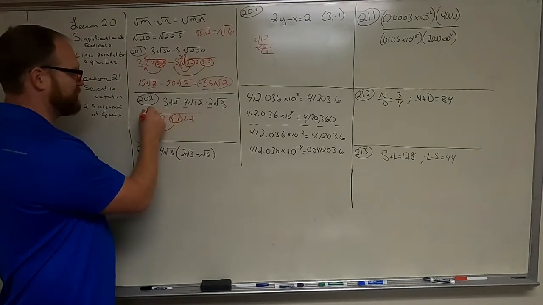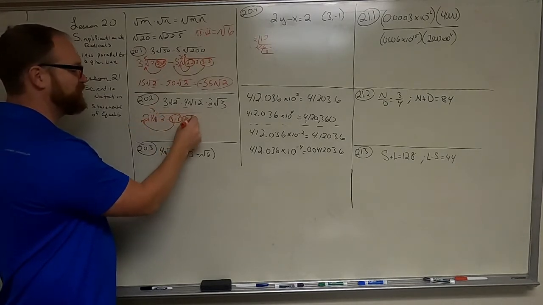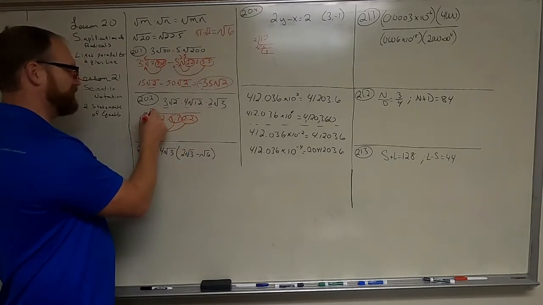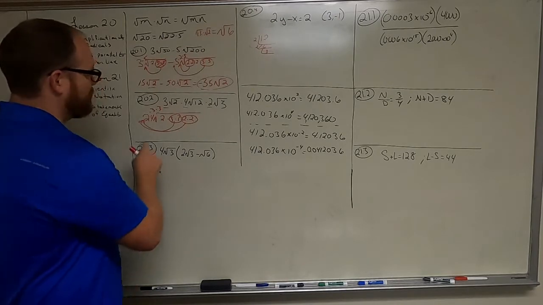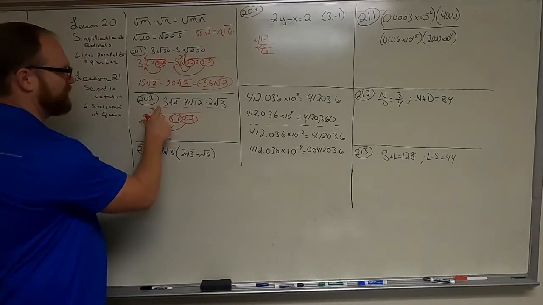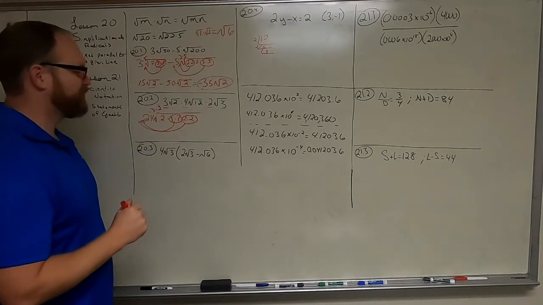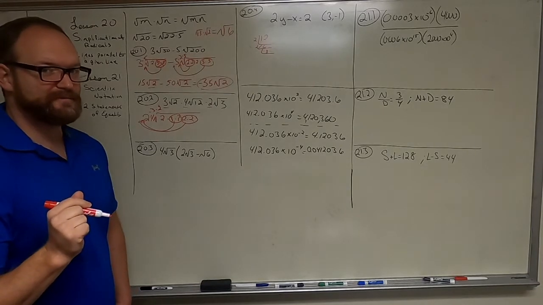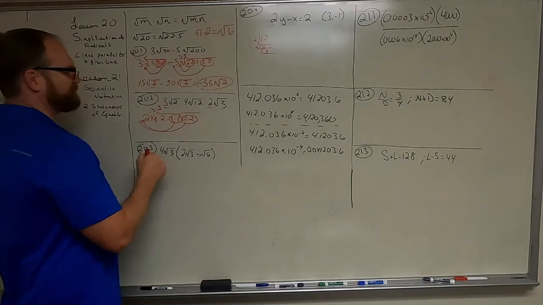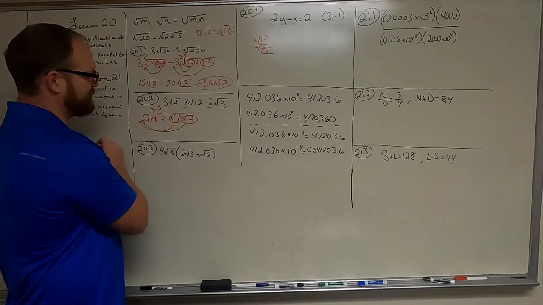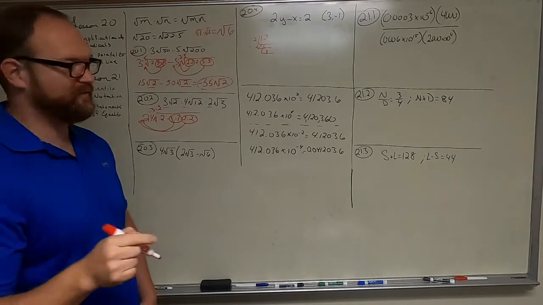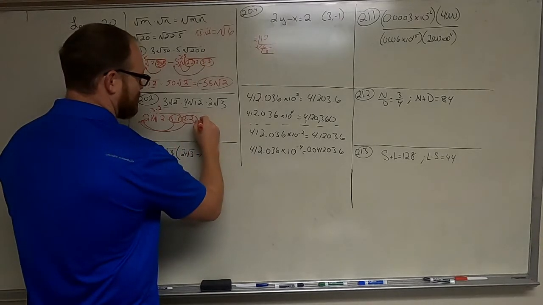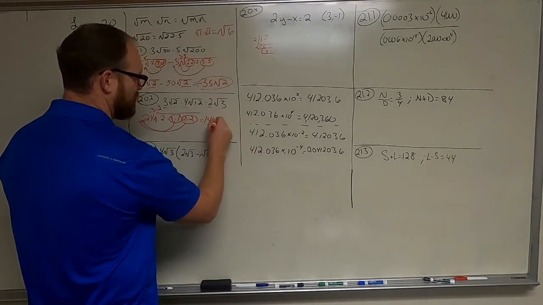So this 24 has got to be multiplied by 3. And I have 2 2s here. And that's got to come out. So that's going to be multiplied by 2. Okay, let's see if we can figure this out. 24, I put a 3 there. 24 times 3 is 72. All right, so 24 times 3 is 72. 72 times 2 is 144.